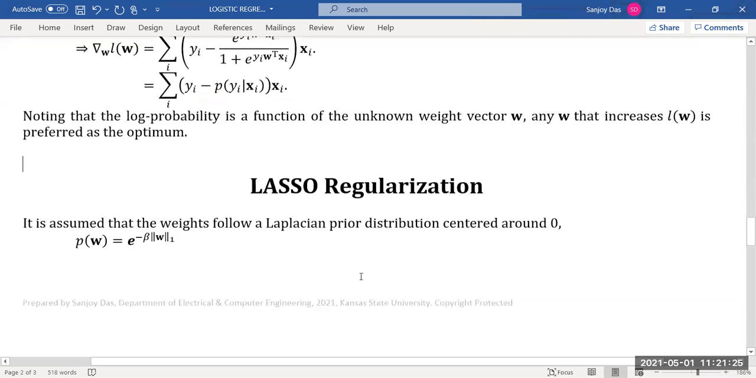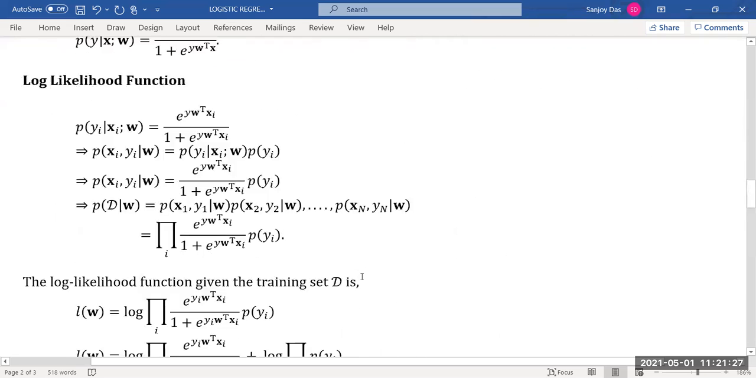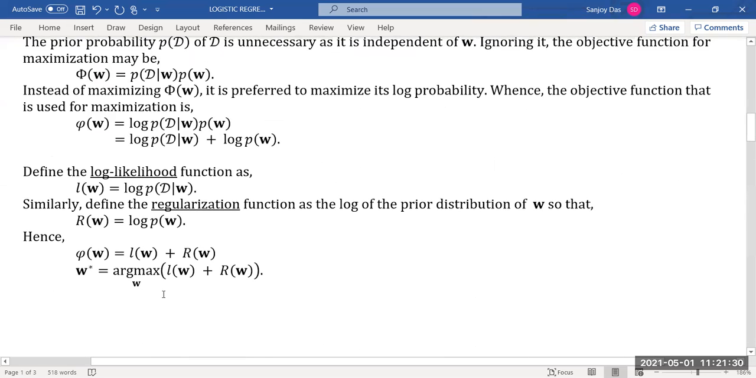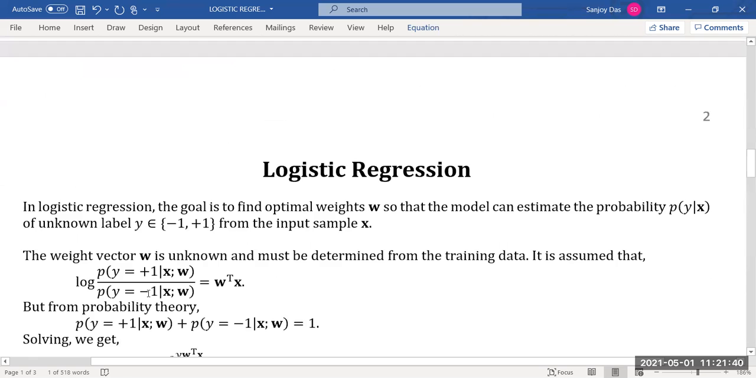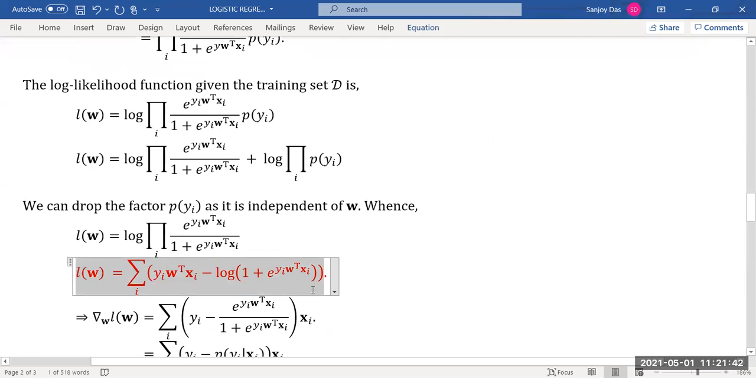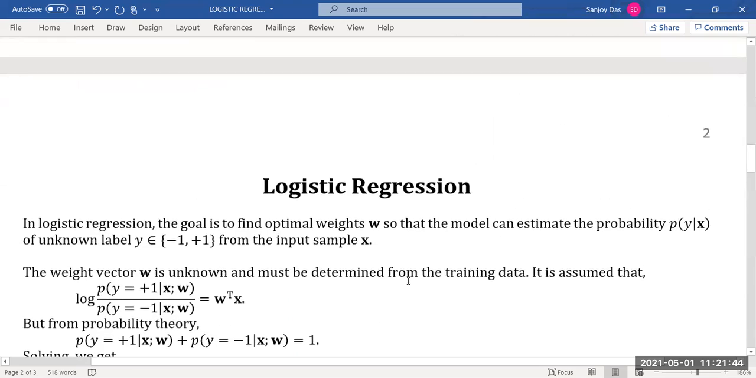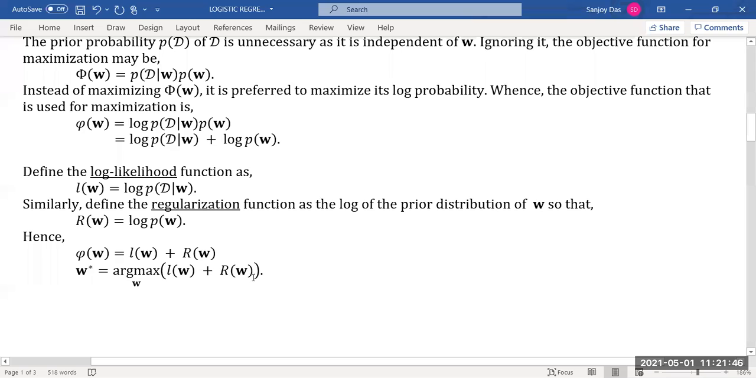Yes. Now, what's our next step? So this is the objective function that we want to maximize. This is L of W, the log likelihood, and we just derived this expression for the log likelihood. The regularizing term is what? Log of the probability of W.